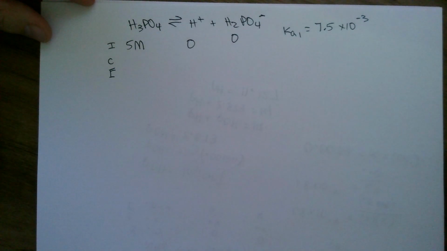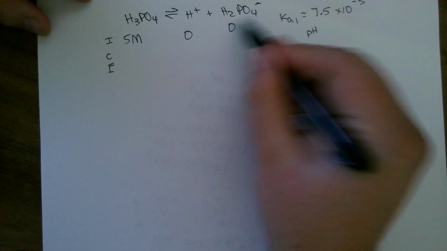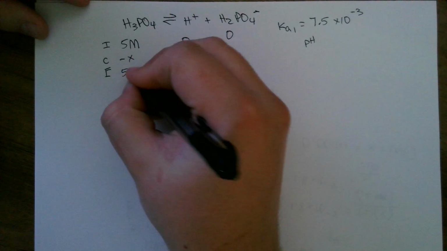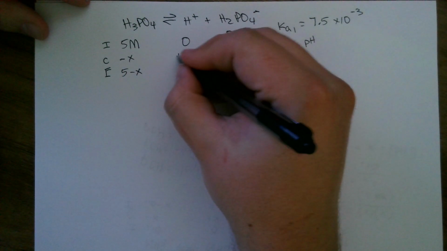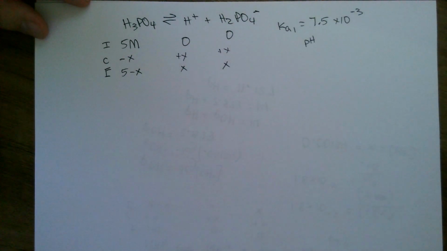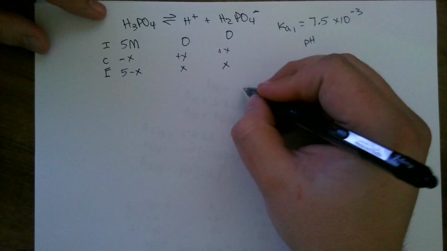Okay, that should be everything I need. Again, I want to find pH, and I want to find the concentration of this at equilibrium. Minus x, so 5 minus x, plus x, I have x, plus x, I have x. Ka equals 7.5 times 10 to the minus third.